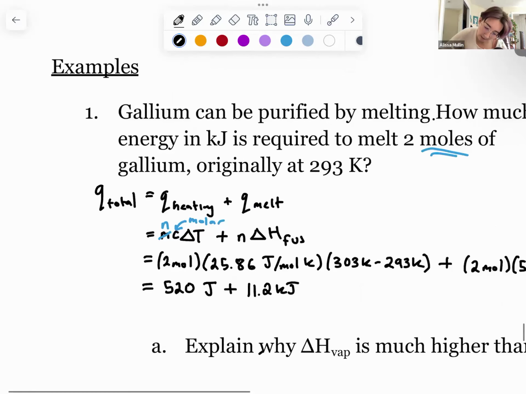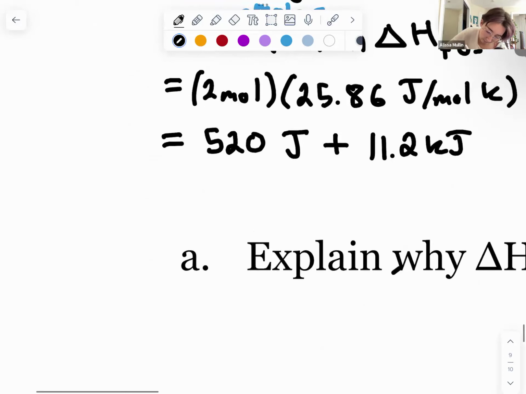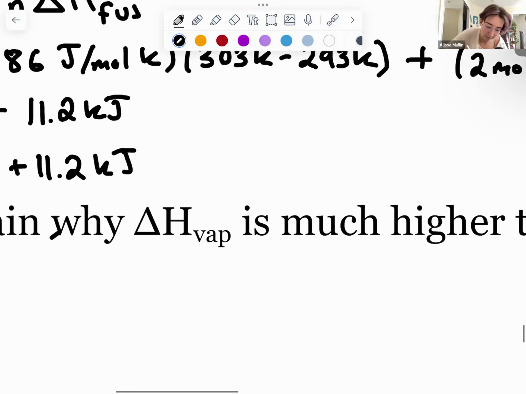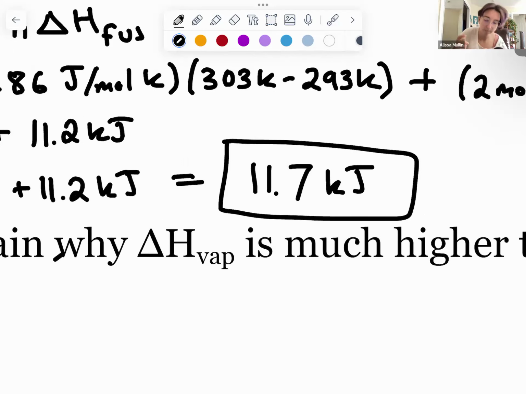The question asks for the energy in kilojoules. So I'm going to convert my joules into kilojoules, divided by 1,000, 0.52 kilojoules plus 11.2 kilojoules. The total heat required for this process is 11.7 kilojoules. Kind of a lot. But yeah.